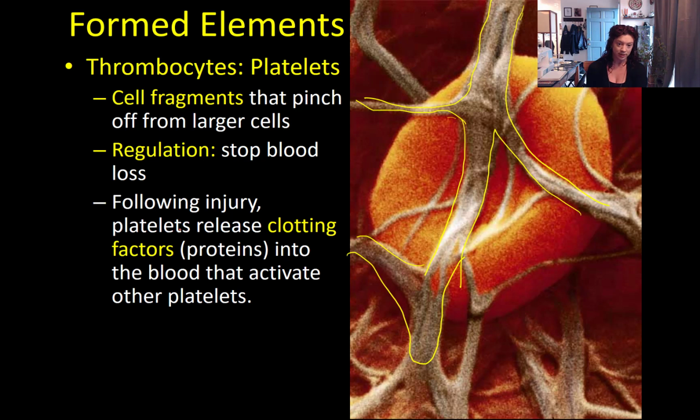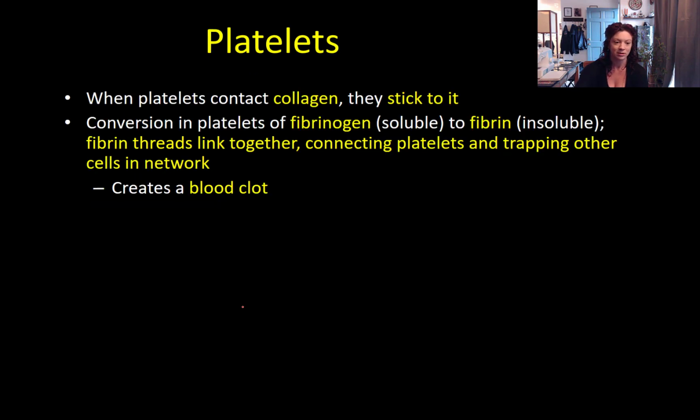So following injury, platelets release something called a clotting factor. Clotting factors are proteins. They're carried by the plasma in the blood, and they flow around, and their job is to go around and activate other platelets, calling them to the site of the injury. So clotting factors attract more and more platelets to the site of the damage. Okay.